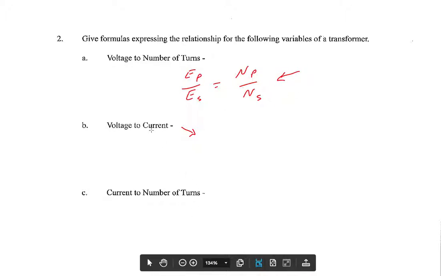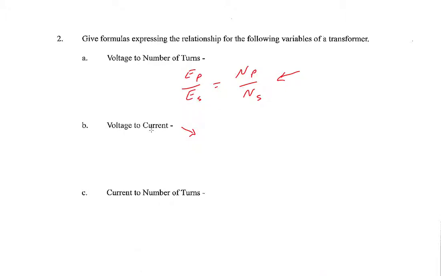Voltage to current is an inverse proportion. The higher the voltage, the lower the current on a transformer. The lower the voltage, the higher the current. And you can see that with your step up and step down transformers you see out in the field.